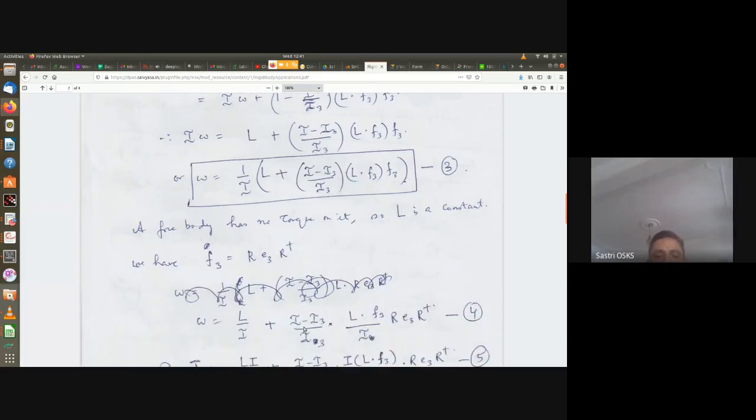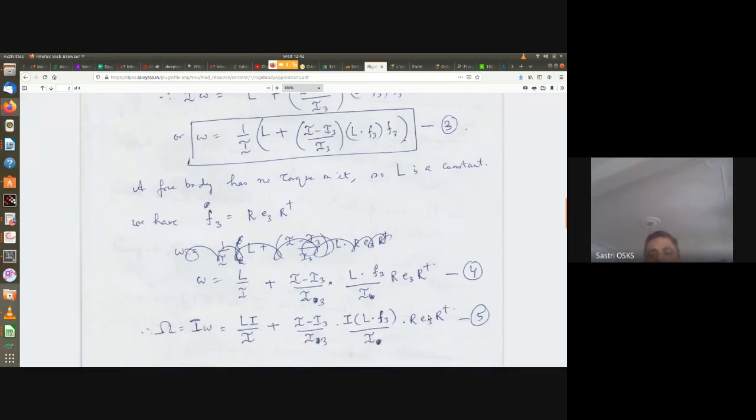This we have discussed last class. That's what we are saying, that F3 is the body fixed axis, E3 is the space fixed axis, right? So when you rotate this E3 with the rotor operator, then you get F3. So you can write omega in terms of R E3 R dagger like this.